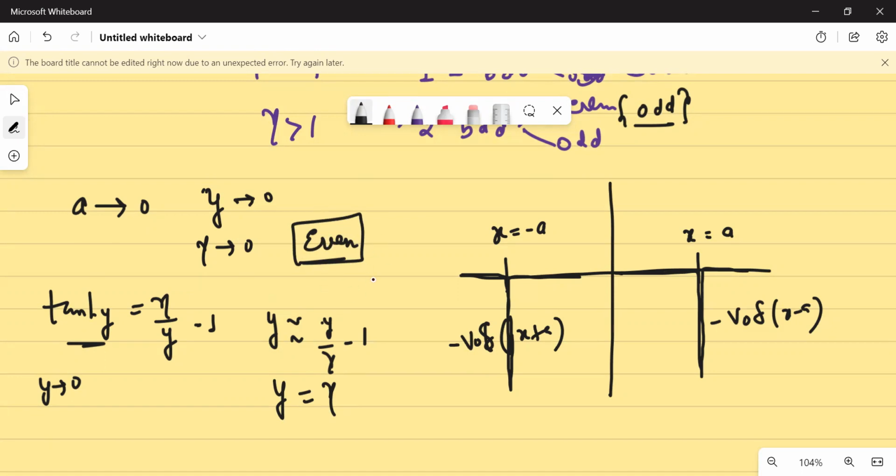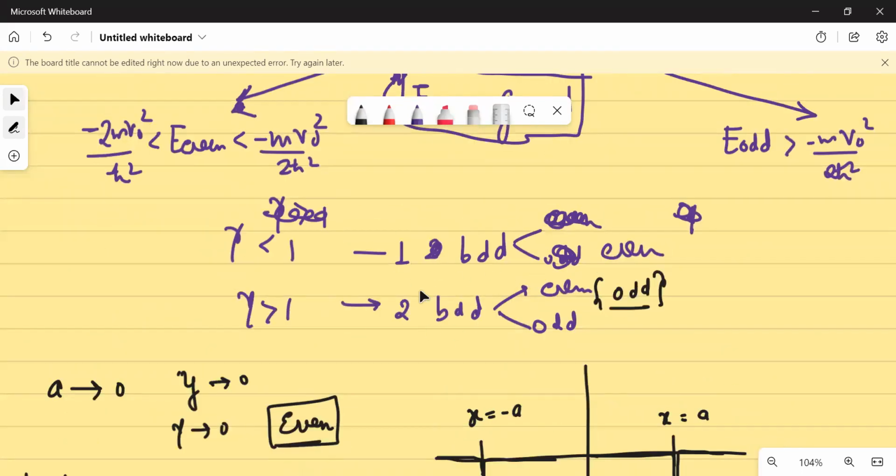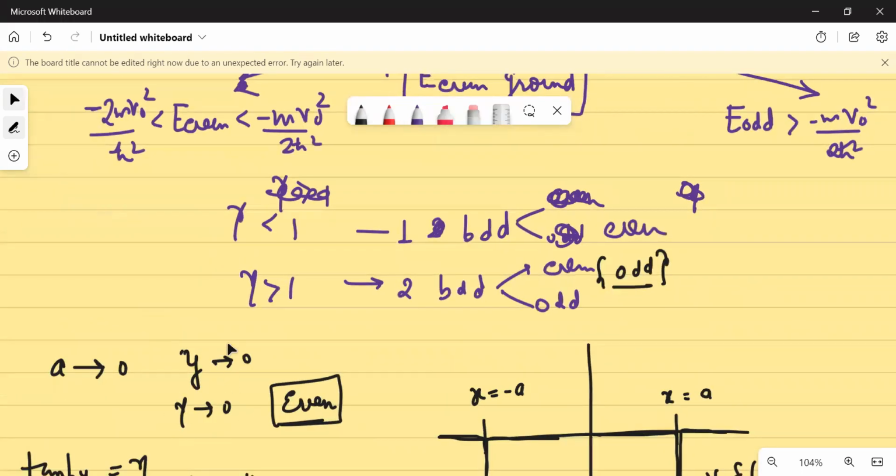Because see, in any case, in both of these cases, what would exist? Only a ground state would exist. So even if you have two bound states or one bound state, I'm saying your gamma tends to 0. So gamma tends to 0 means what? You are in the limit gamma less than 1. So you can only have this even state here. Is that clear to you?